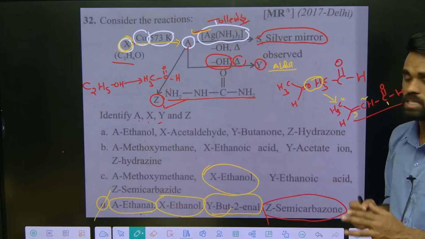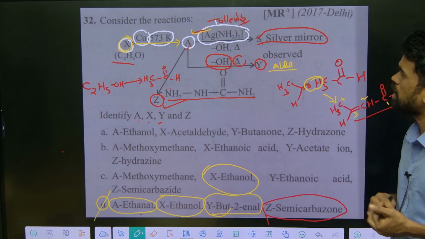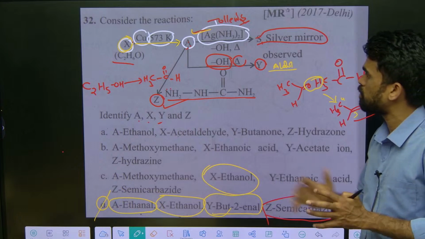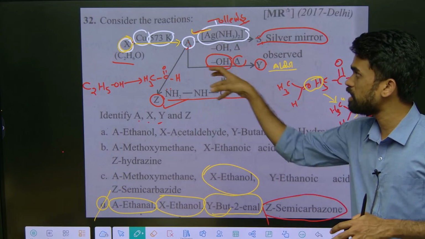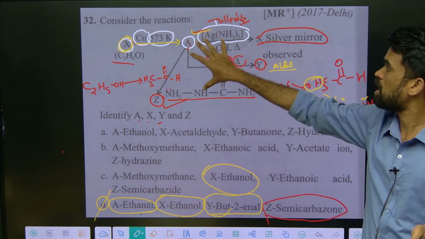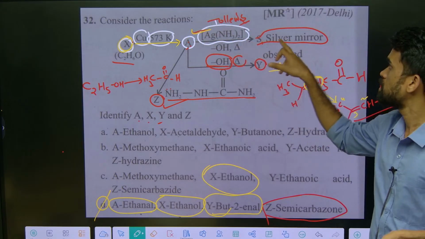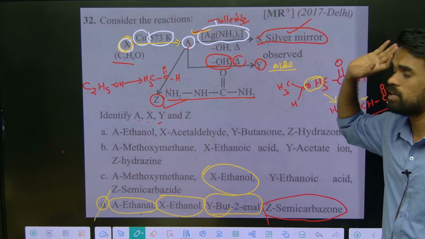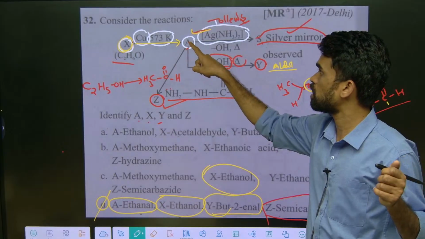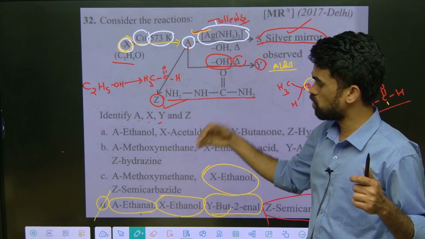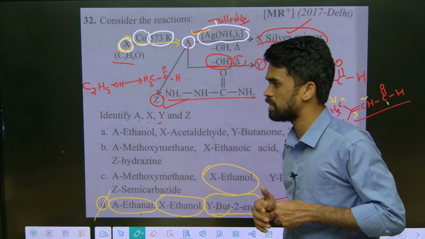Hope you got this concept and clarity on this question. Do not get scared by looking at this many transformations. It will be very easy, and there are many clues if you look at all the transformations properly. Silver mirror means definitely an aldehyde, and the next is C2, the oxidation product. Just go through the clues and you will get the answer easily.